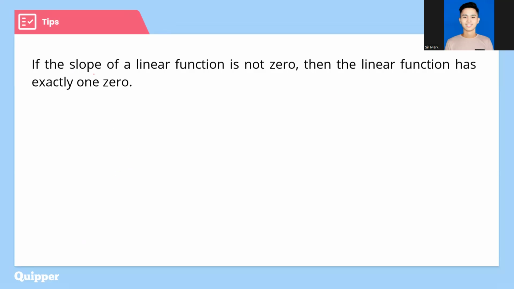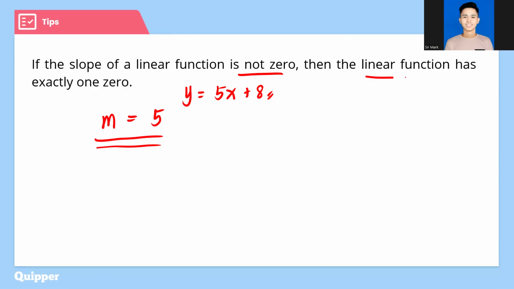So there's a note here. If the slope of a linear function is not 0, then the linear function has exactly 1 zero. Again, if the slope after solving, let's say the slope is 5, this is not 0, right? Then the given linear function, let's say for example, is 5x plus 8. The slope here is 5, right? So the slope is not equal to 0. Then this linear function has exactly 1 zero. So whenever we solve for the value of x, we will just get one value of x. So that is what this statement is saying. The linear function has exactly 1 zero.